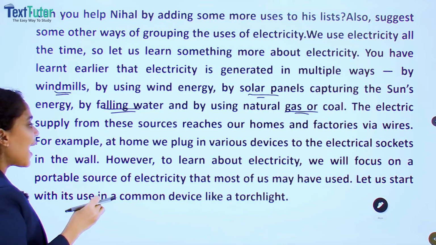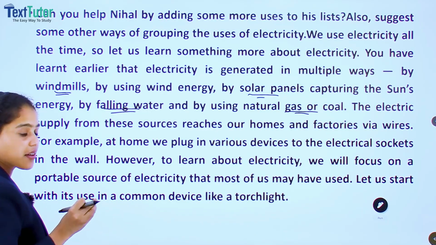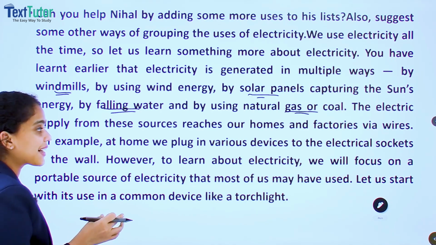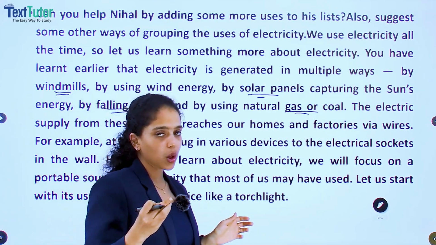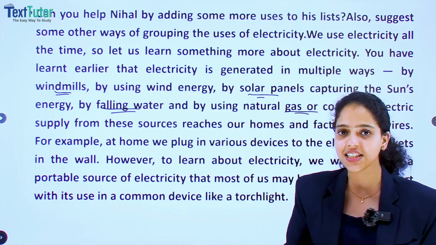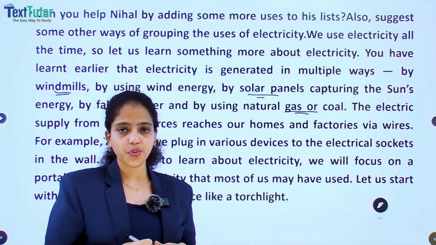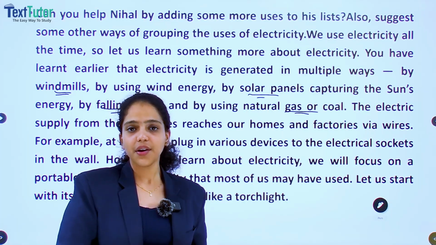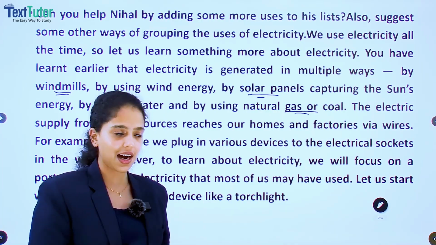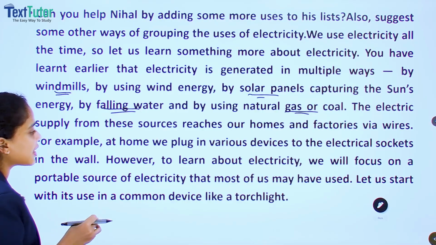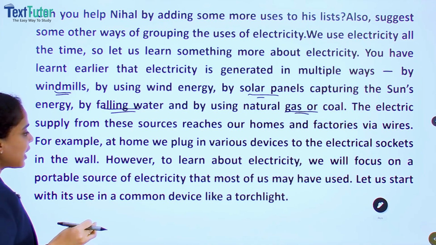So for example at home we plug in various devices to the electrical socket in the wall. If you are charging your mobile phone or your laptop, what will you do? For charging we must plug in the socket. Through the socket the electricity is passed to the device. We can see that. However, to learn about electricity, we will focus on portable sources of electricity that most of us may have used.